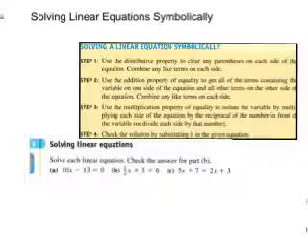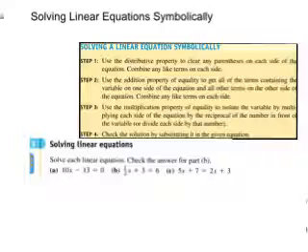So, here are the steps. Step 1, use the distributive property to clear any parentheses on each side of the equation. Combine any like terms on each side. Sometimes there are parentheses for other things too, but you follow the order of operations all the time. You do the left side with the order of operations, the right side, and of course the distributive property.